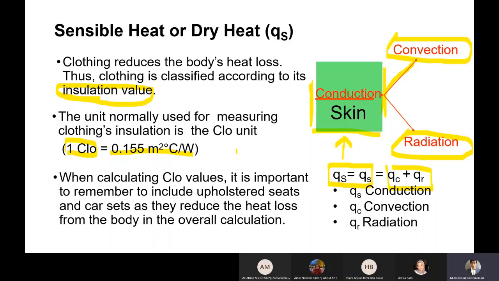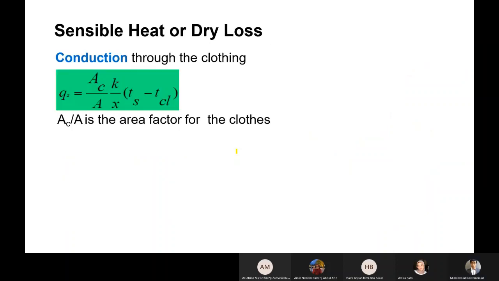Of course, clothing is really hard because everyone wears clothes differently, so there is a lot of guessing in it when you put in the parameters. But what is important is that you need to realize you need to consider the effect of clothing when you estimate the heat loss through the sensible heat. So let's go. The first one is through conduction alone.